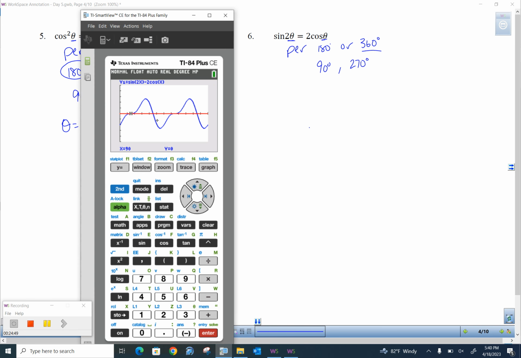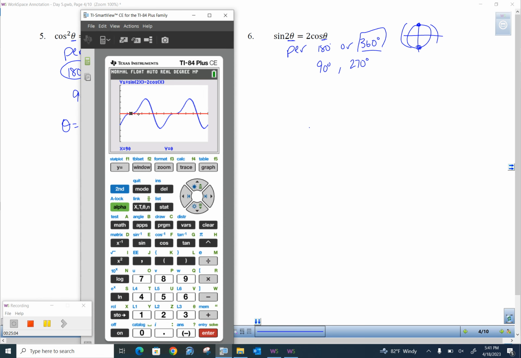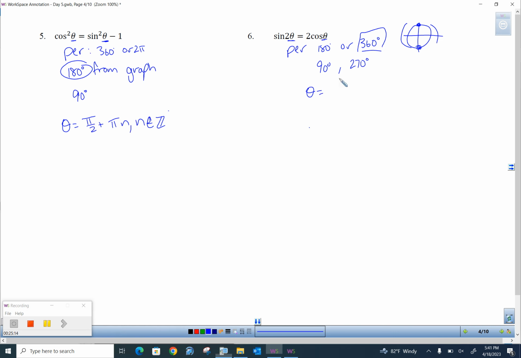And I do want to show you with this graph, because our period ended up being 360, this really does apply back to unit circle. 90 and 270 are equally distanced. And if you look at multiple periods, we can see that the space between all of those intersections is equal. Okay, but you wouldn't necessarily know that just by looking at it.